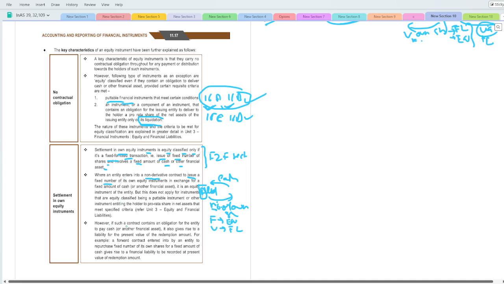However, if such contract contains an obligation for the entity to pay the cash, it also gives rise to the liability for the present value. ये आपका ये जो चीज़ है ये आपकी रिटर्न पुट ऑप्शन के बारे में बात कर रहा है. रिटर्न पुट ऑप्शन, तो इसमें कोई आपका फिक्स टू फिक्स टेस्ट देखा नहीं जाता है, तो एक बार हम लोग पढ़ लेते हैं कि if such contract contains an obligation for the entity to pay the cash.